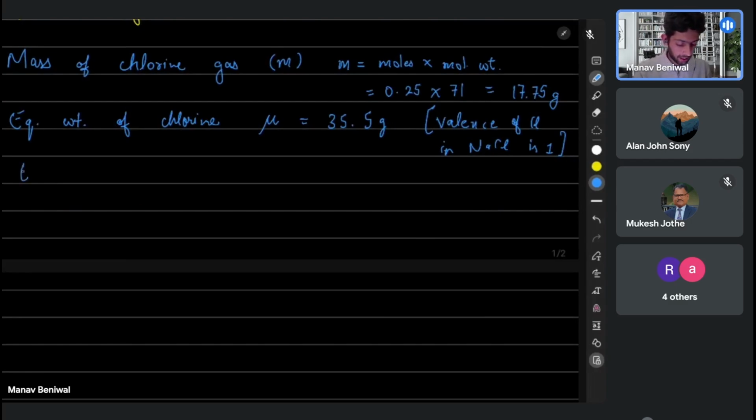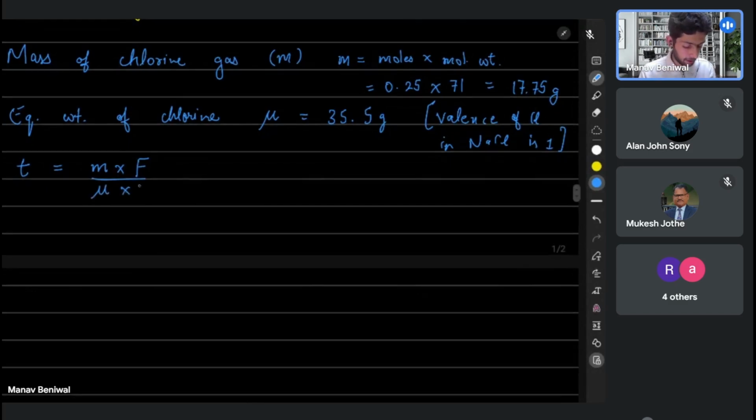So now the time can be written as the equivalent weight m multiplied by our constant Faraday, divided by our equivalent weight and multiplied by current. Okay. So if this formula seems a little unfamiliar, it is just another way of writing the formula which was discussed in the lectures.